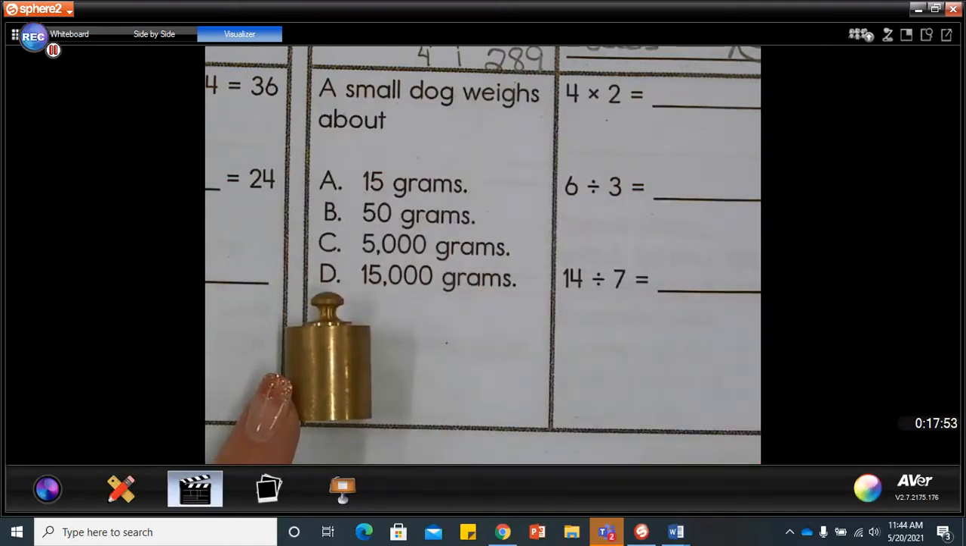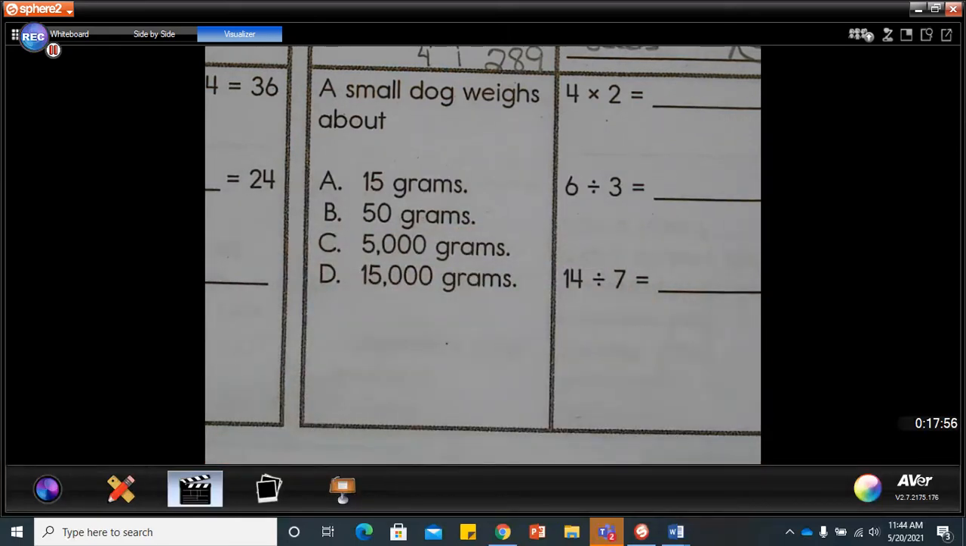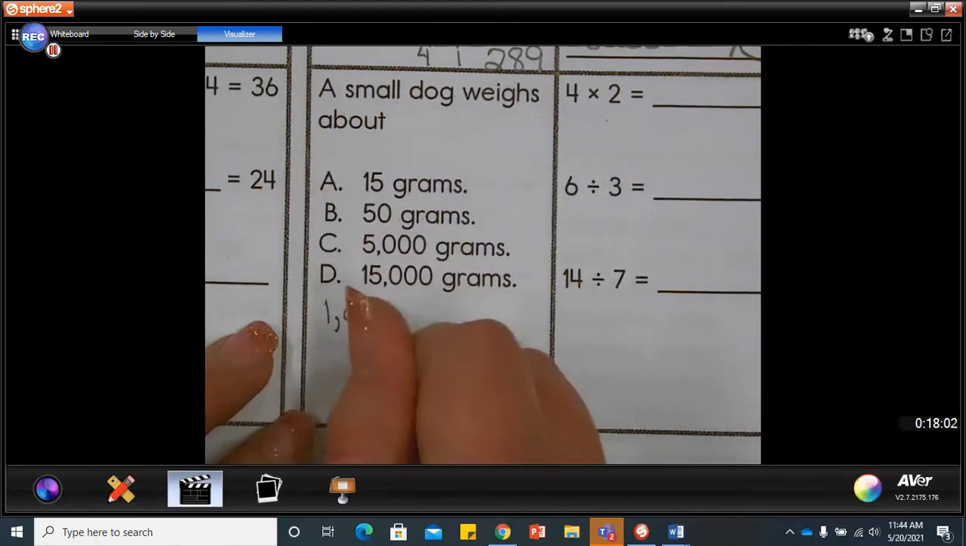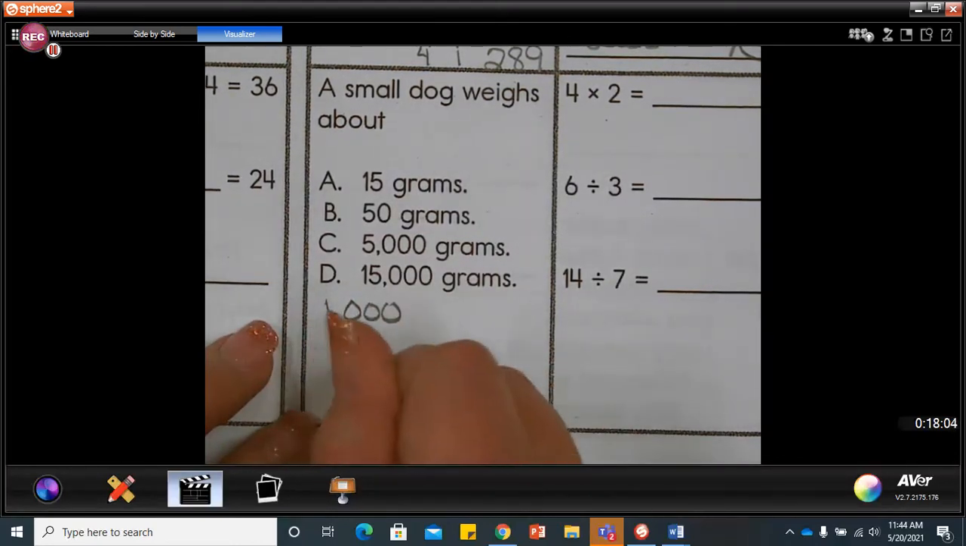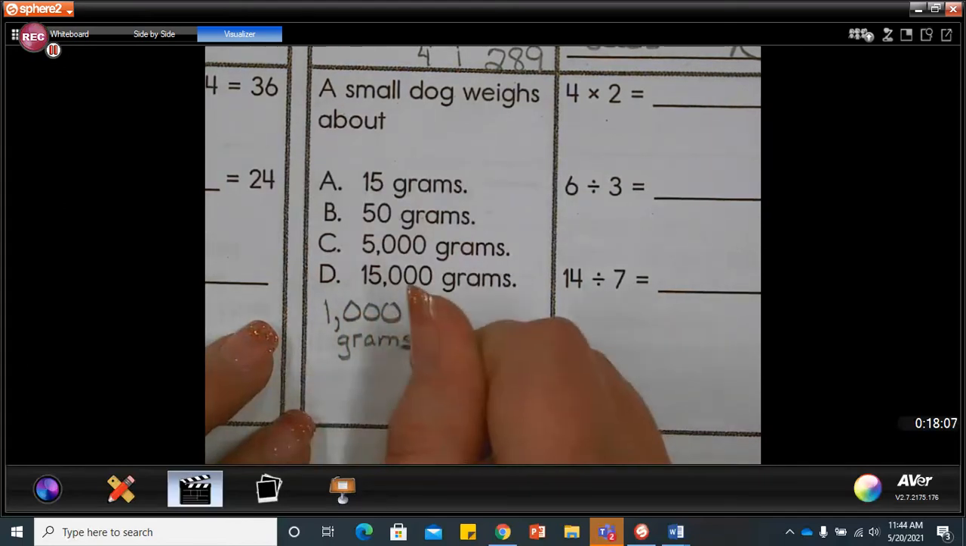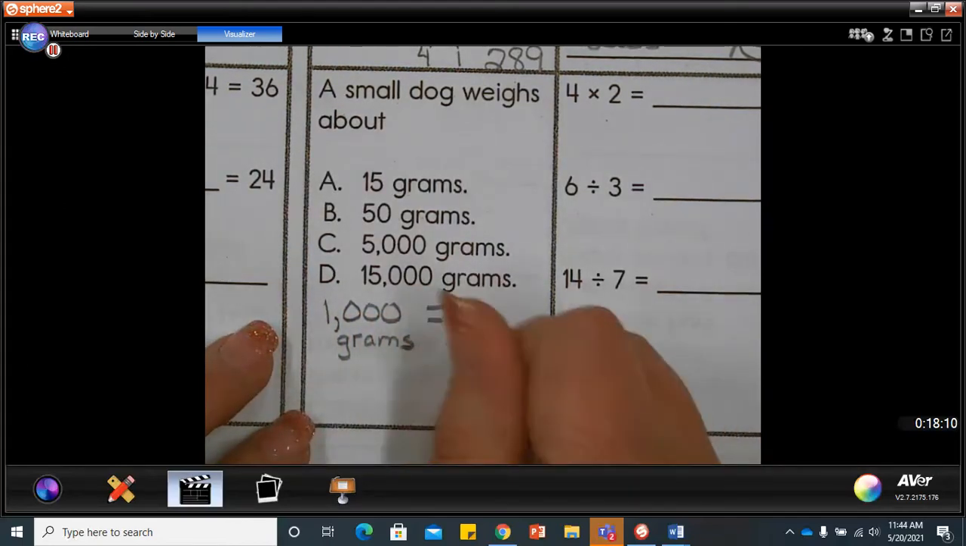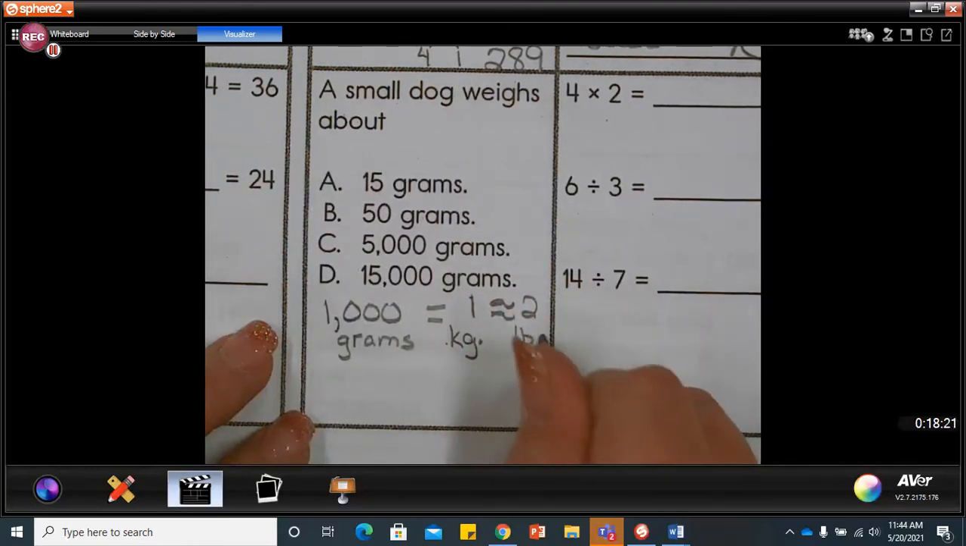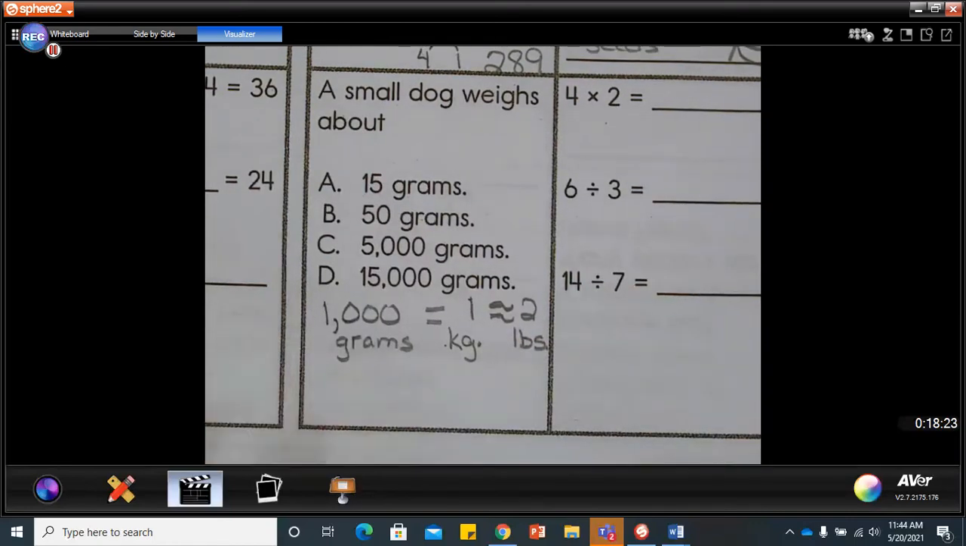Now, I'm going to give you some information here that I want you to write down, so maybe next time you can use this to help you. It takes 1,000 grams to make what we call a kilogram. A kilogram. And a kilogram is about 2 pounds. It's a little over 2 pounds, but not by a lot. So that's why I'm kind of rounding it to the closest pound.